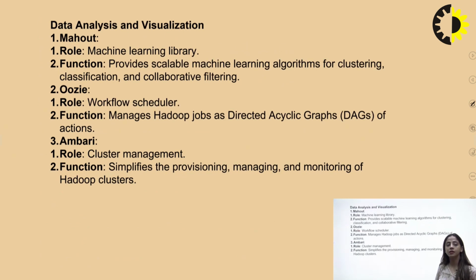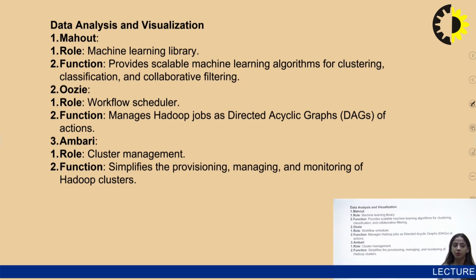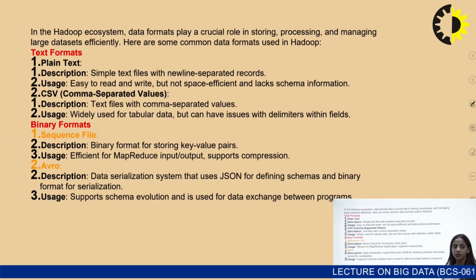Now these are data analysis and visualization tools: Mahout and Oozie. The role of Mahout is that it is a machine learning library. The function of Mahout is providing scalable machine learning algorithms for clustering, classification and collaborative filtering. Similarly, Oozie performs the role of workflow scheduler. Function of Oozie is to manage Hadoop jobs as directed acyclic graphs of actions. Role of Ambari is cluster management. Function of Ambari is to simplify provisioning, managing and monitoring of Hadoop clusters.